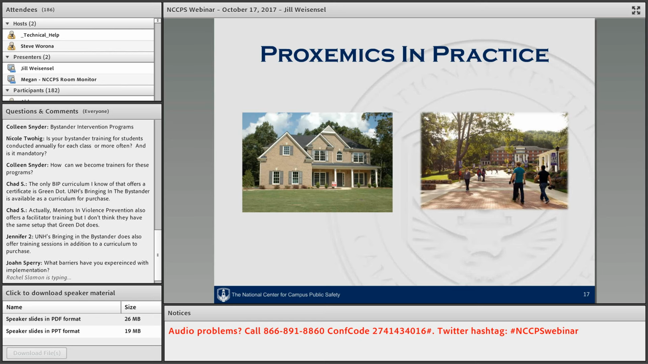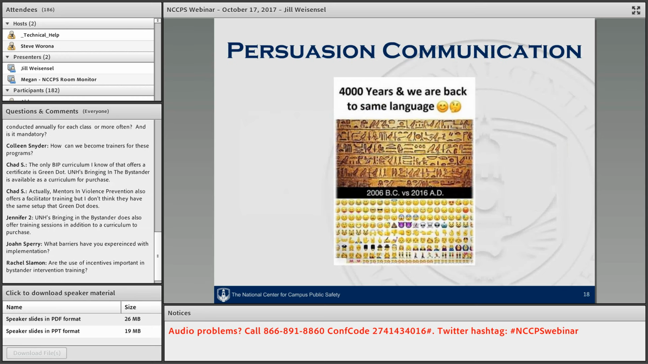So this is the home stretch here, everyone, and probably my favorite piece to teach. This is going to be the persuasion communication piece. So the point of impact: how do we teach students to intervene in the moment? What does that look like? What does that sound like?